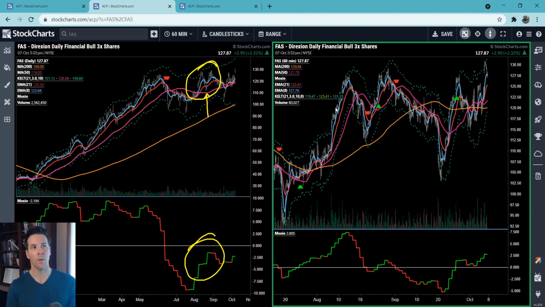And then I'll show you here. Look at the hourly time frame. You see how price tried to go higher? Look how much further lower the Moxie indicator was. That is some serious negative divergence. Like, that's problematic. And so you can see that that was really just an issue.